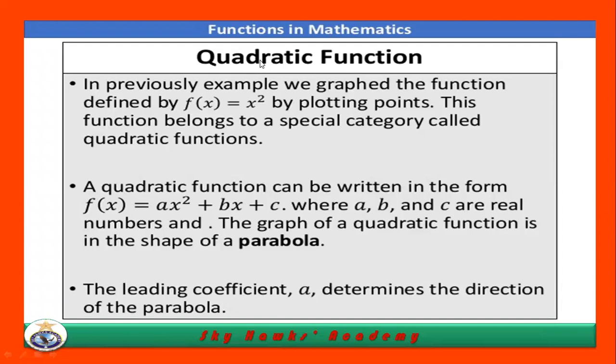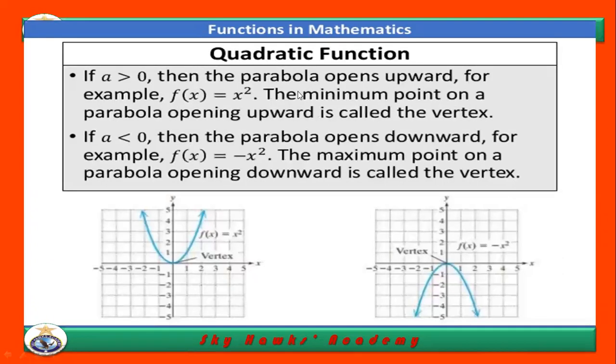So whenever there is a quadratic function, the degree is 2, and that can be written in the general form: f of x is ax square plus bx plus c. A, b, c are real numbers, and we have already solved quadratic equations of these types. Anyhow, we will see this. So here we can see the actual shape.